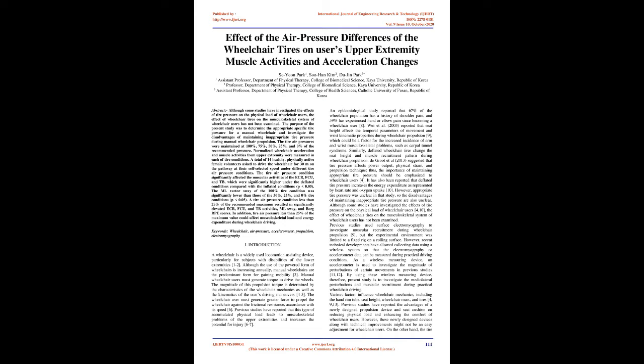The purpose of the present study was to determine the appropriate specific tire pressure for a manual wheelchair and investigate the disadvantages of maintaining inappropriate tire pressure during manual wheelchair propulsion. The tire air pressures were maintained at 100%, 75%, 50%, 25%, and 0% of the recommended pressure.